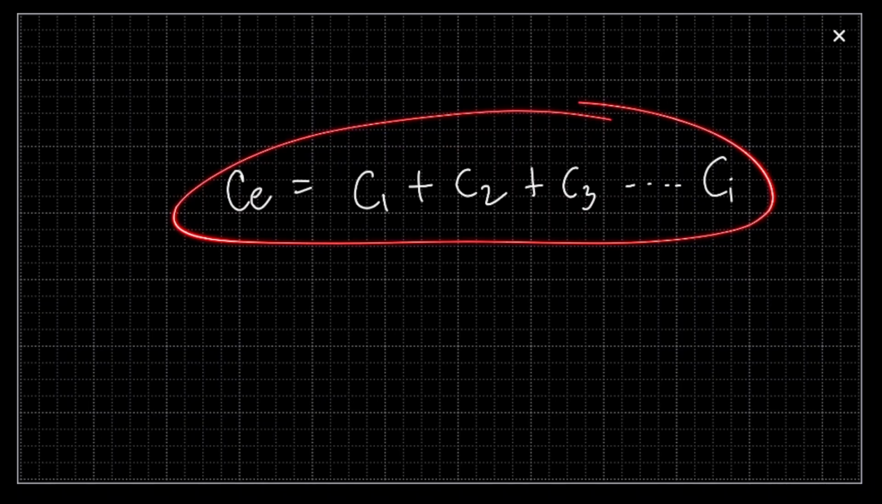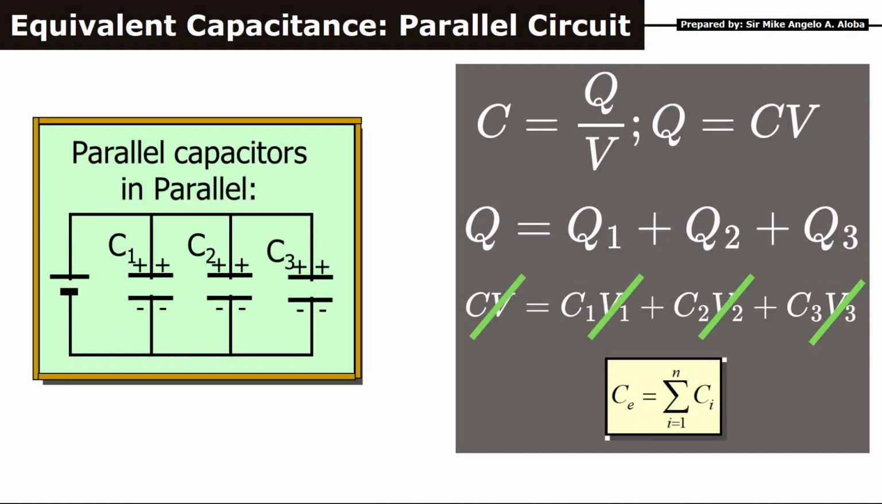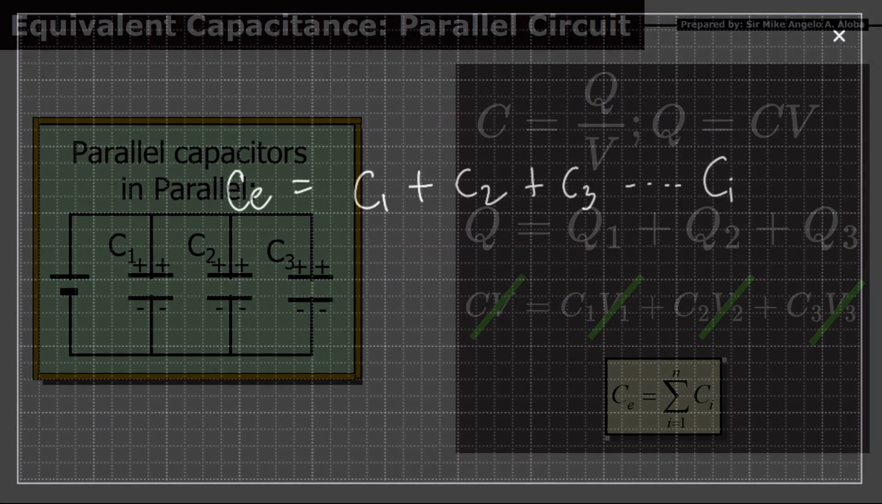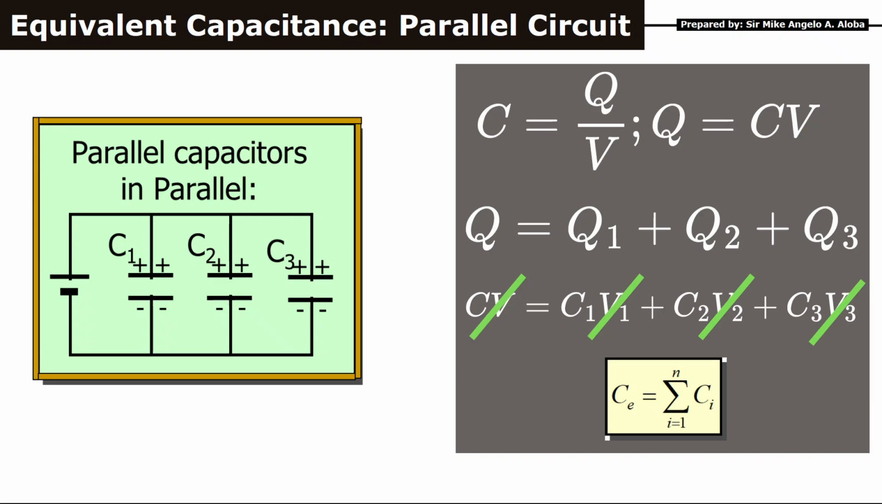So, CE is equal to, sa parallel, capacitors in parallel connection, C1 plus C2 plus C3 dot dot dot, Ci. So, ilang sinasabi nung summation. Okay, so going back to the presentation.